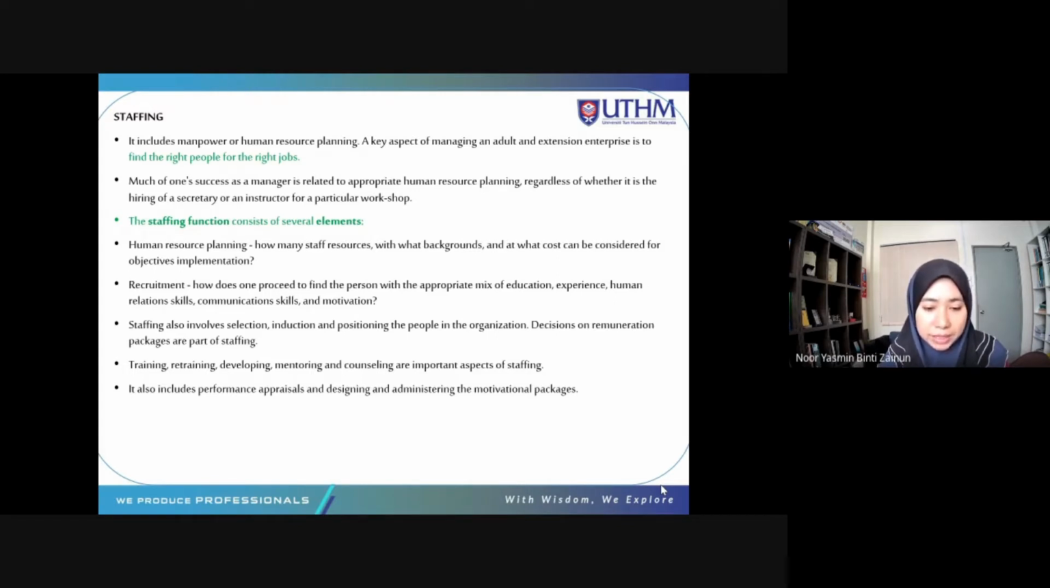Okay, much of one's success as a manager is related to appropriate human resource planning, regardless of whether it is the hiring of a secretary and instructor for a particular workshop. The staffing function consists of several elements, which is human resource planning, recruitment, staffing. It also involves selection, induction, positioning the people in the organization, decision of remuneration package are part of staffing. Training, retraining, developing, mentoring, counseling. Okay, it also includes performance appraisal, designing and administering the motivational package.